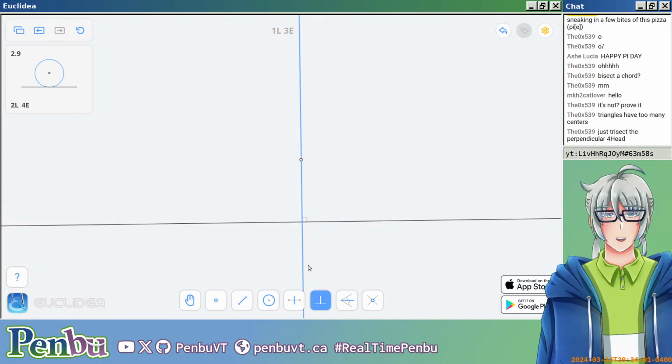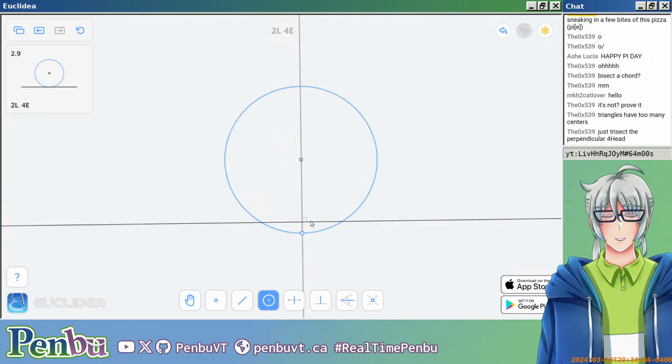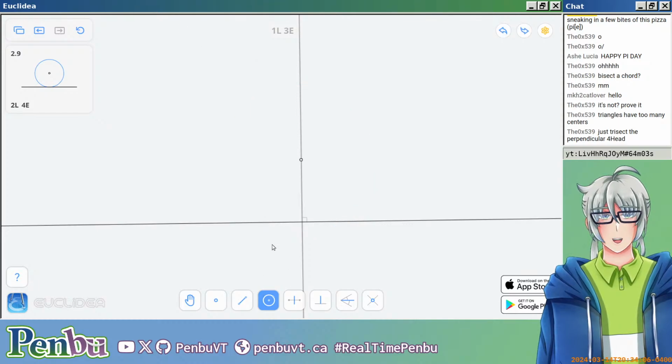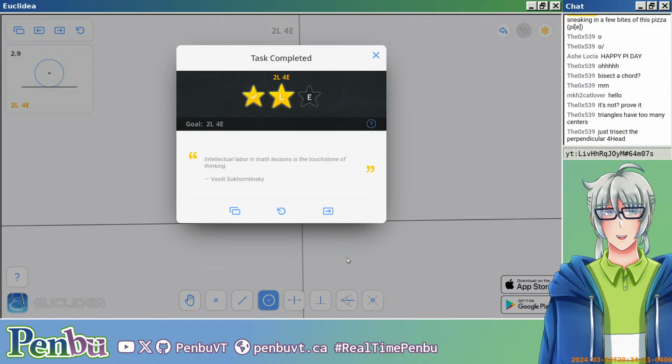So we can construct a perpendicular, and then if I could click properly, create the circle from there. Oh, I guess that's it.